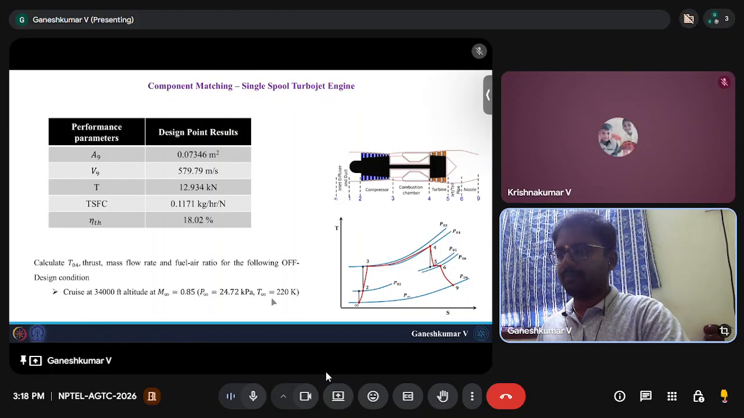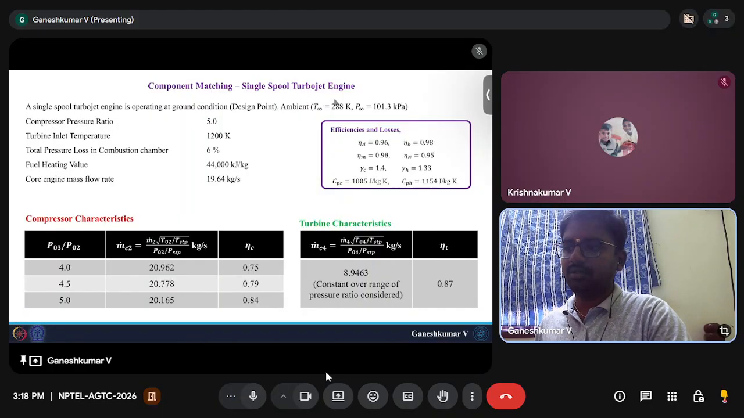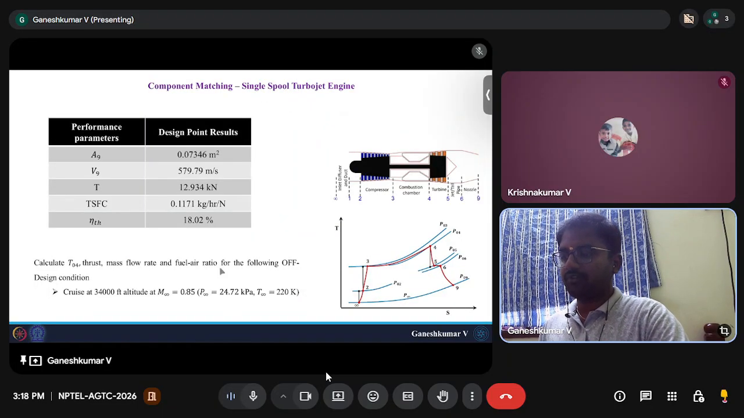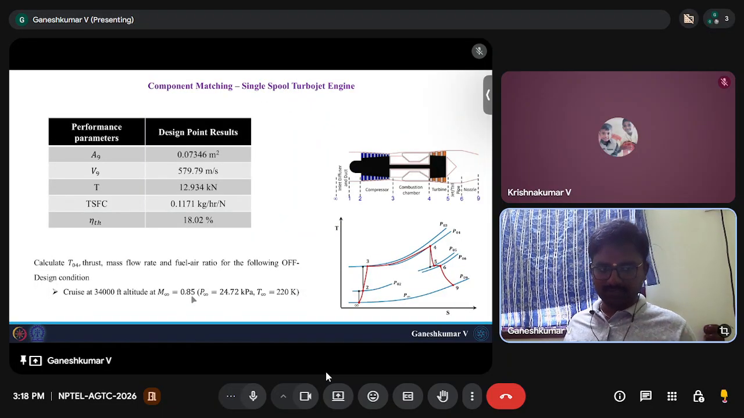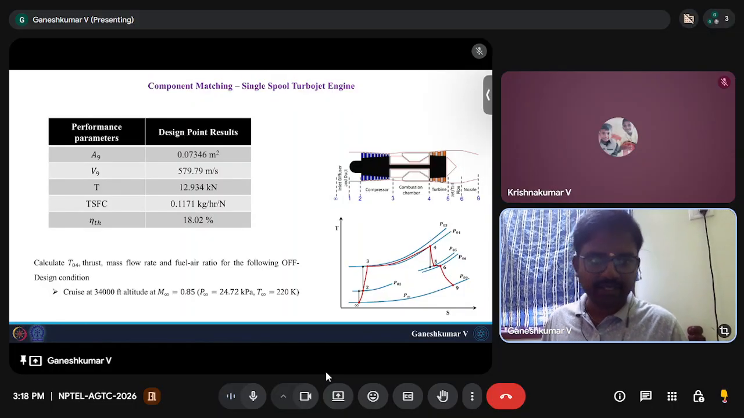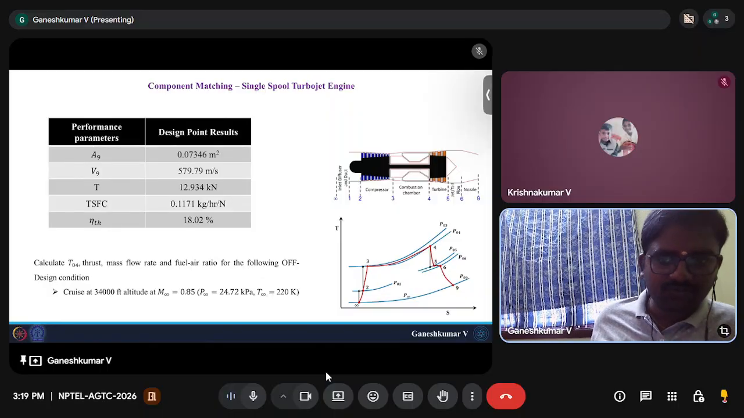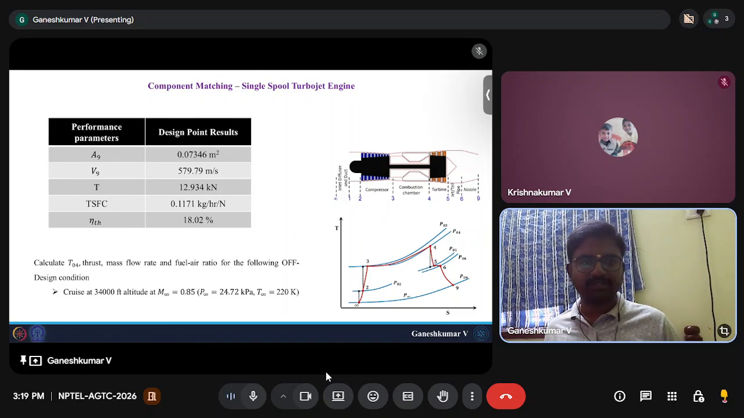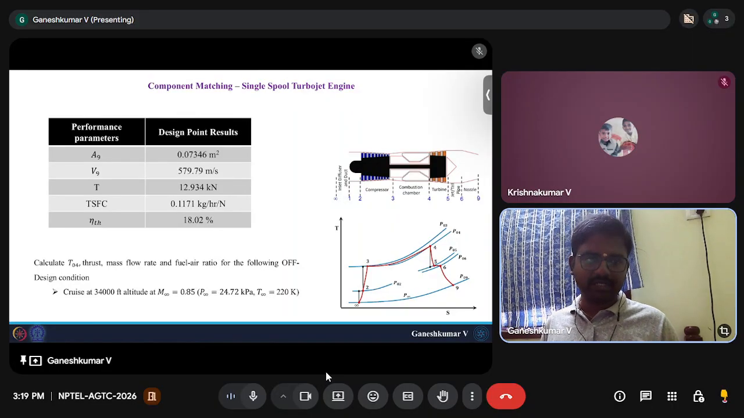So if you look back, the design point is at ground condition, which means flight M infinity is 0, and the T infinity and P infinity is 288 and 101.3 kilopascal. Here, for off design condition, the flight is flying at 0.85 Mach at 34,000 feet altitude, where the pressure and temperature are 24.72 kilopascal and T infinity is 22 Kelvin. So at this location, what should be my T04? Thrust, mass flow rate, and fuel to air ratio is what should be found.